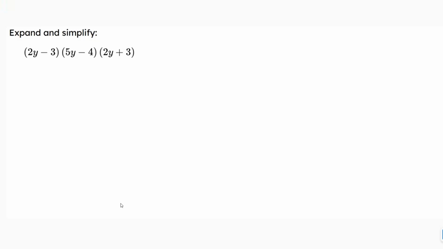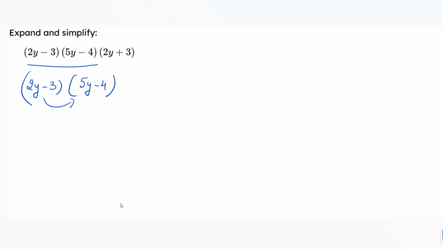I have already shared a video where you have to expand and simplify if the three brackets are given, but in those questions there wasn't any constant value along with the variable. So let's work with these kinds of questions. First of all, we have to use the first two brackets and then simplify them. So we'll write down (2y - 3)(5y - 4). Now we have to open the brackets.